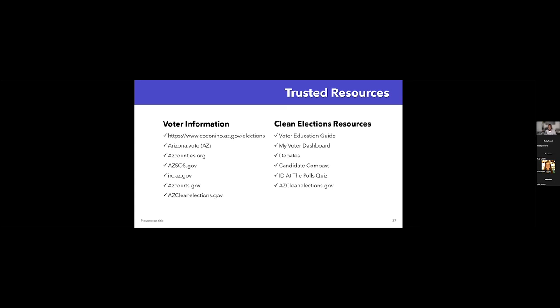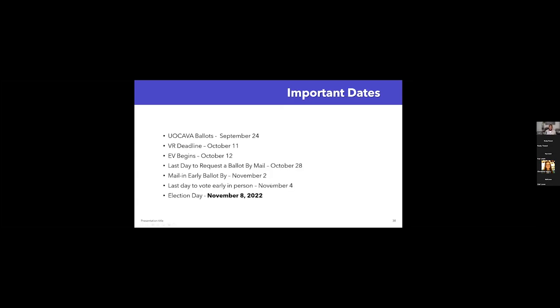So that's a good idea if you want to see where a candidate stands, and if you agree with the candidate, play around with the Candidate Compass. We have an ID at the polls quiz that'll help you get squared away on what exact ID is needed to vote. And again, there's our website, azcleanelections.gov. Can't plug that enough.